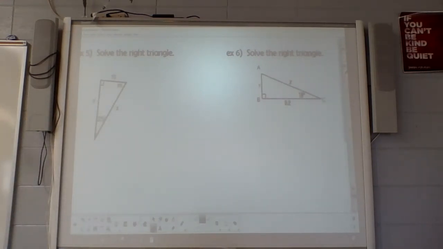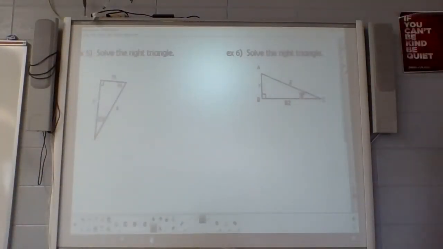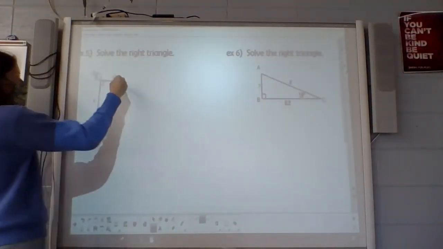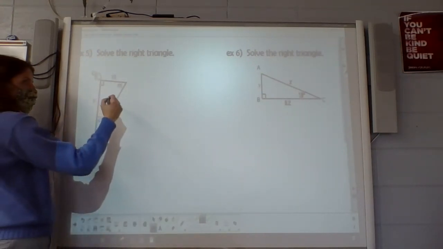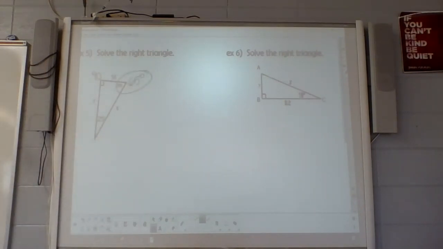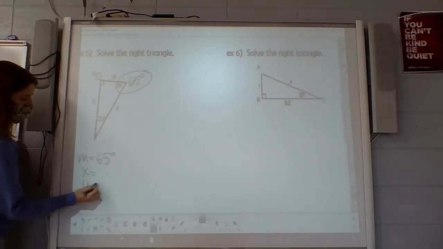Does anything jump out at you that you want to find first? I think there's something that should be really obvious and be easiest. Yes? Yeah, we already know two of the angles really. We know the one is 90 and we know the other one is 25. So I can find that third angle just with the subtraction we just did. So 90 minus 25 gives me 65, right? So my M is 65 degrees. So I already found that other angle. If it helps to list that, M is 65. We're still trying to find X and Y.